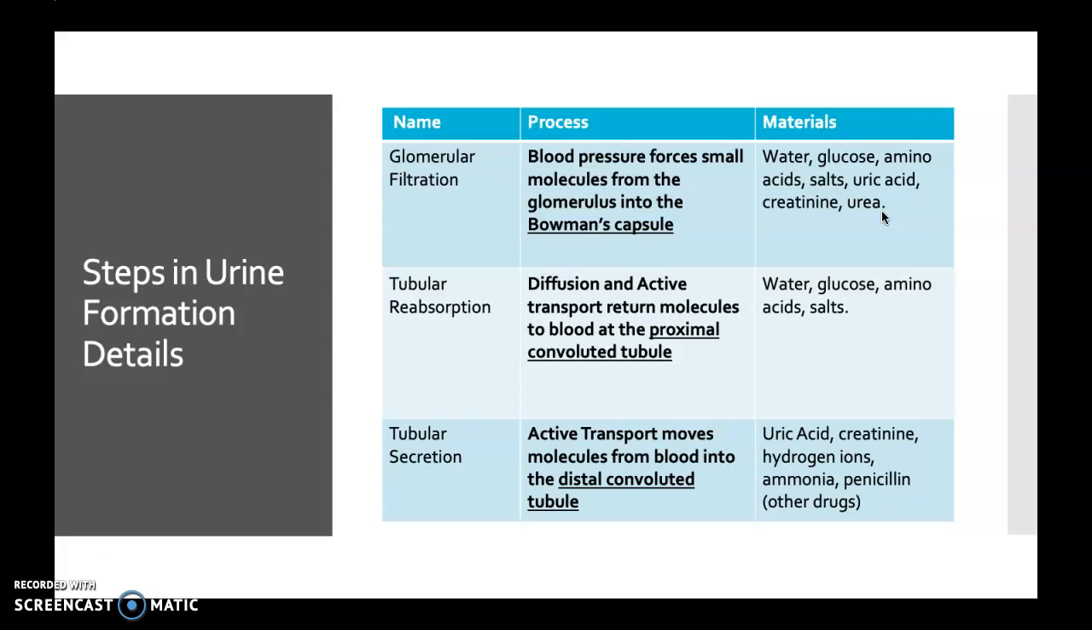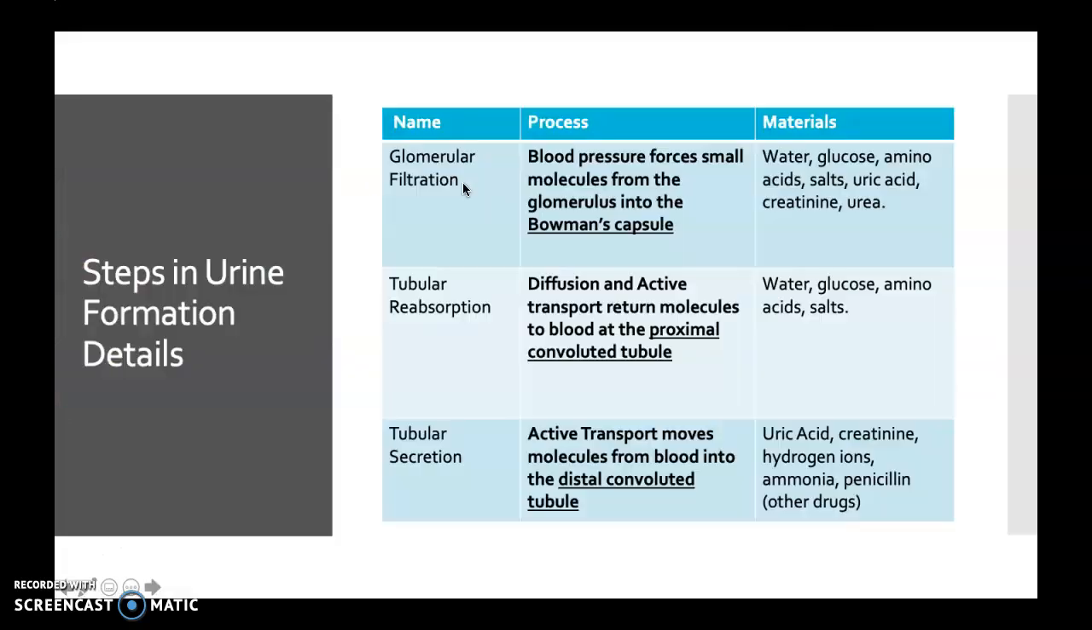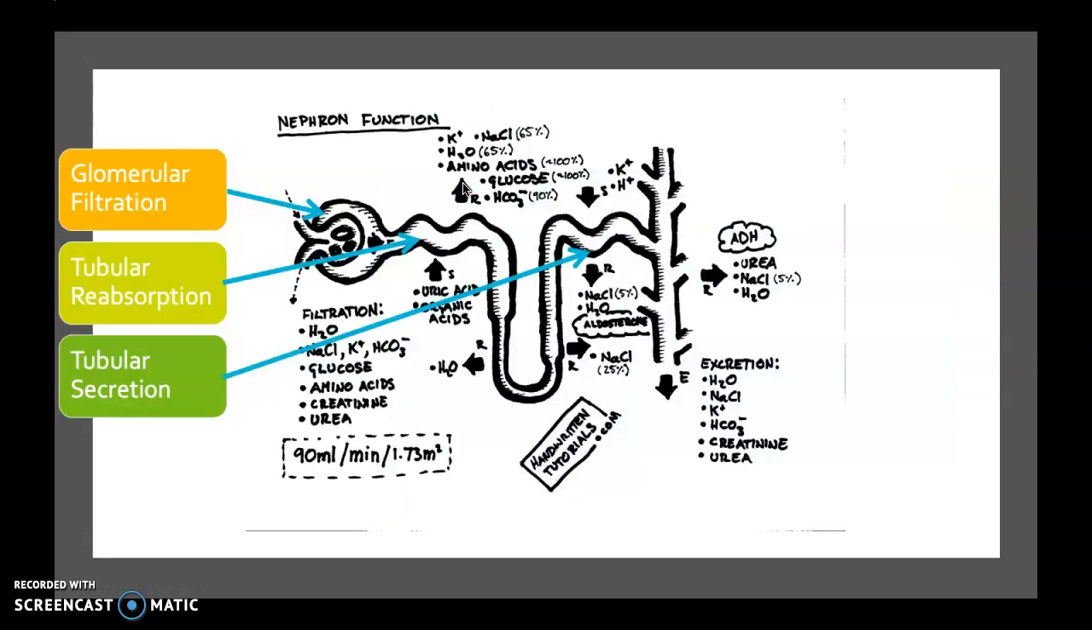Tubular reabsorption, maybe you got this right, is in the proximal convoluted tubule. So this is diffusion and active transport returning molecules to the blood. So these molecules would be water, glucose, amino acids, and salts. And tubular secretion, maybe you got this one as well, is at the distal convoluted tubule. So if we go back, tubular reabsorption is here. And remember, that is the proximal convoluted tubule, and the distal convoluted tubule is where tubular secretion occurs over here. Okay, and then this one again, down here, that would be the loop of Henle. So we've got the descending limb and the ascending limb. And then this is where everything gets collected in the collecting ducts.